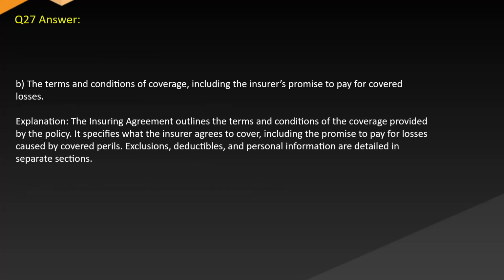Answer: B. The terms and conditions of coverage, including the insurer's promise to pay for covered losses. Explanation: the insuring agreement outlines the terms and conditions of the coverage provided by the policy. It specifies what the insurer agrees to cover, including the promise to pay for losses caused by covered perils. Exclusions, deductibles, and personal information are detailed in separate sections.